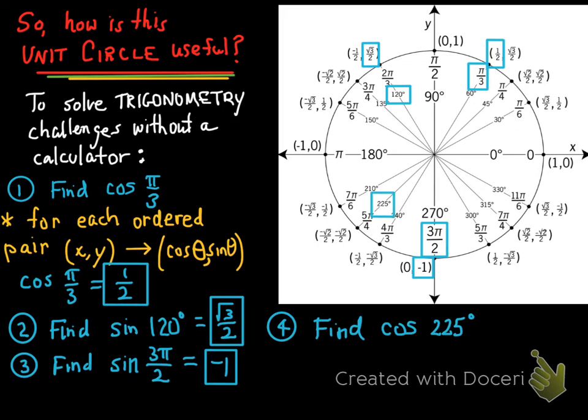The cosine is asking me, all right, do I want to steal the x or the y coordinate? Cosine comes before sine, x comes before y. Well, the truth is both the x and the y coordinates here are identical, negative root 2 over 2. So when I find the cosine of 225 degrees, I should get negative root 2 over 2. Again, on your calculator, if you put that calculator in degree mode and evaluate the cosine of 225 degrees, you should get negative 0.71, I think, is the decimal equivalent to negative root 2 over 2.